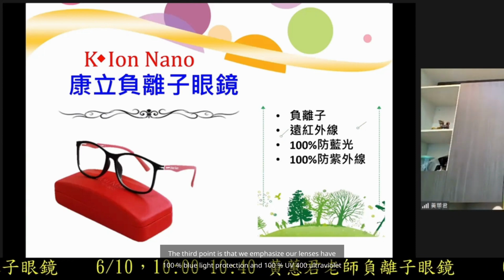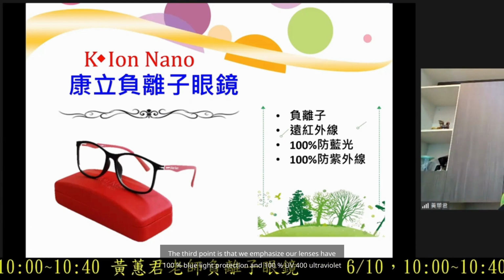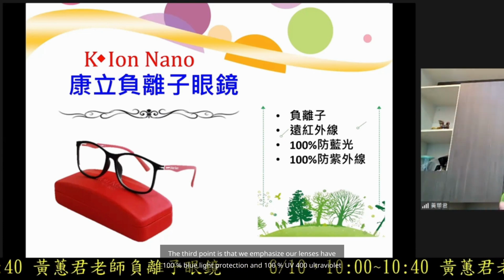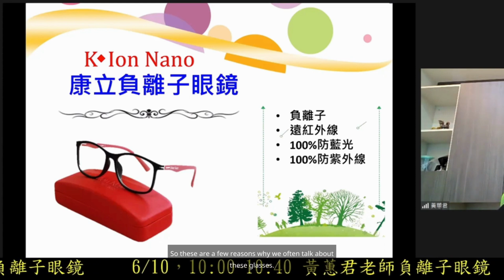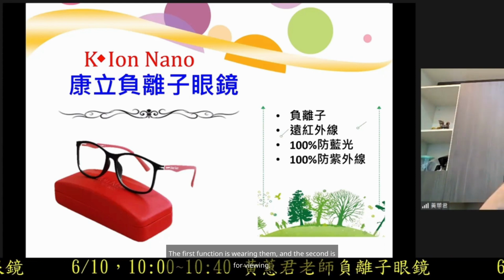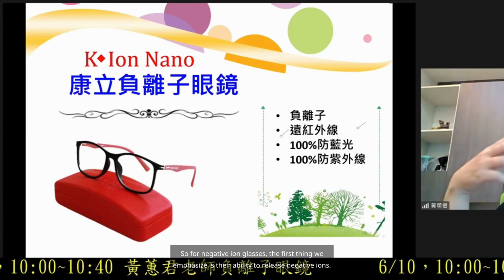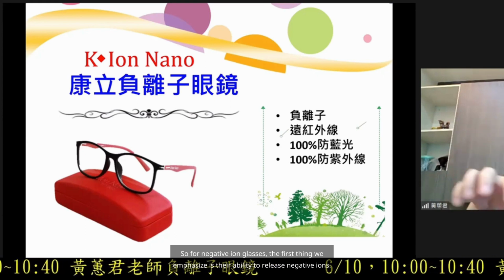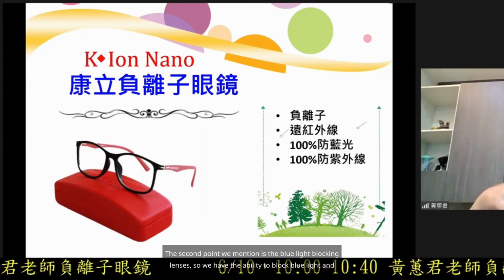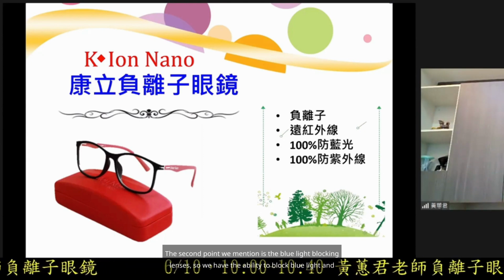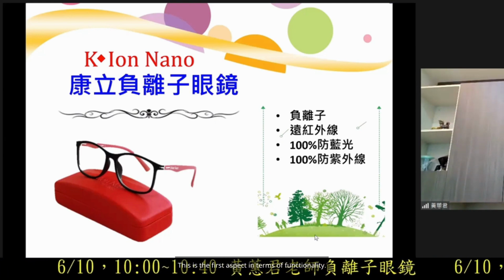The third point is that we emphasize our lenses have 100% blue light protection and 100% UV 400 ultraviolet protection. So these are a few reasons why we often talk about these glasses. The first function is wearing them, and the second is for viewing. So for negative ion glasses, the first thing we emphasize is their ability to release negative ions. The second point we mention is the blue light blocking lenses. So we have the ability to block blue light and ultraviolet rays. This is the first aspect in terms of functionality.